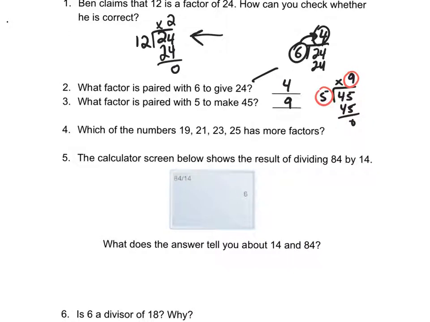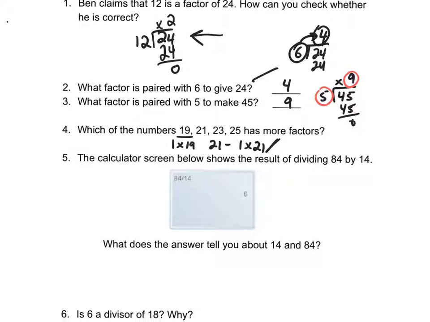Which of the numbers, 19, 21, 23, and 25, has the most factors? Well, the best way to do that is just list out the factors. The factors of 19, well, 19 is a prime number, so it's 1, 19. Let's do 21. This is gonna get a little messy here, but that's okay. How do you make 21?